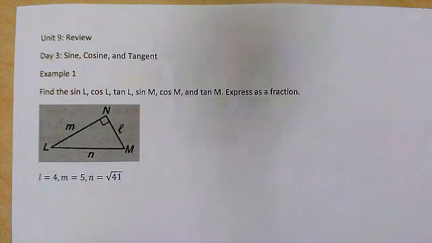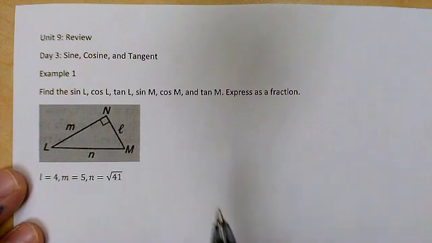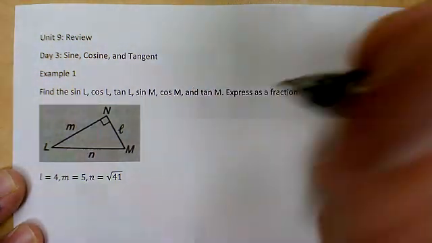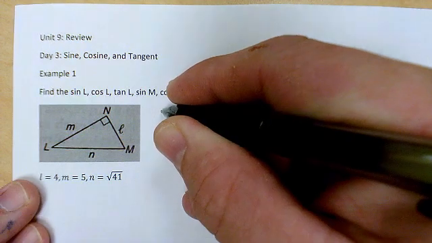Alright, we're on Unit 9 with our review, and this is Day 3, sine, cosine, and tangent that I'm going to be talking about today. So I'm going to present this as a normal lesson, and then you're just going to have a short assignment after. What's going to happen here is we are going to find the sine, cosine, tangent of angle L and the sine, cosine, tangent of angle M, and we're going to represent those as fractions because these are ratios.